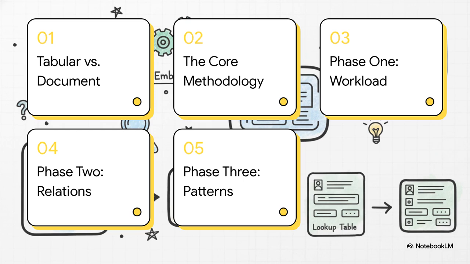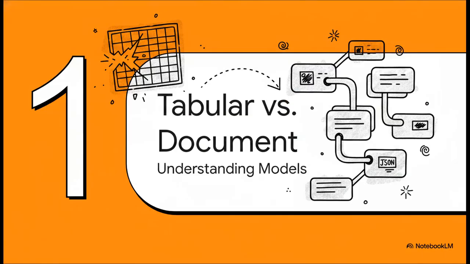Here is our quick game plan for today. First, tabular versus document models. Second, the core methodology. Third, phase 1, the workload. Fourth, phase 2, identify relationships. And finally, phase 3, apply patterns. All right, kicking things off with section 1, tabular versus document models.